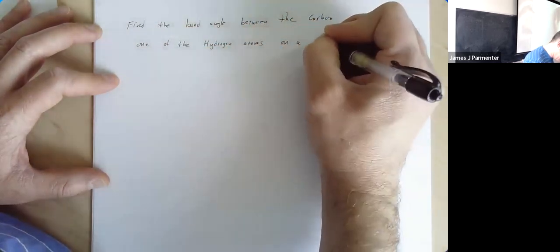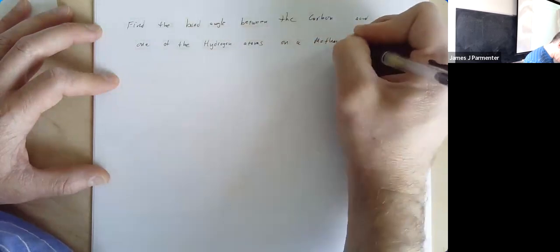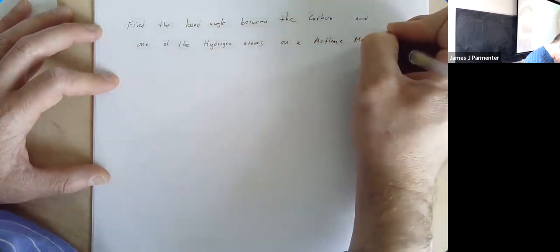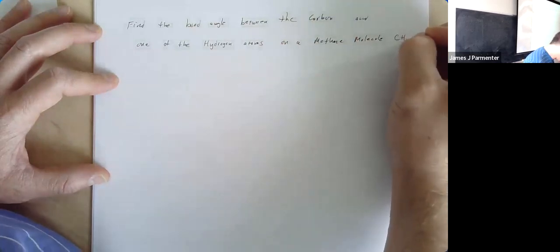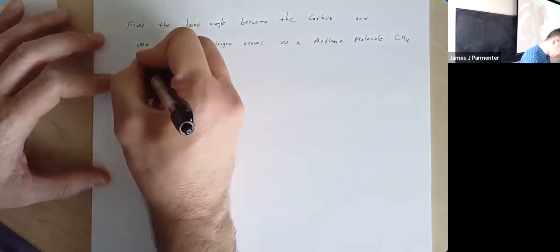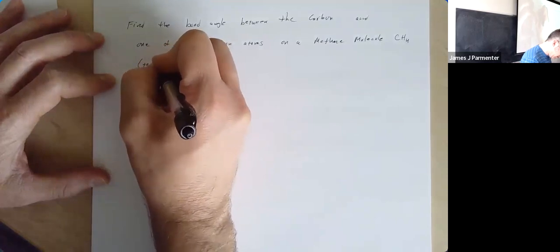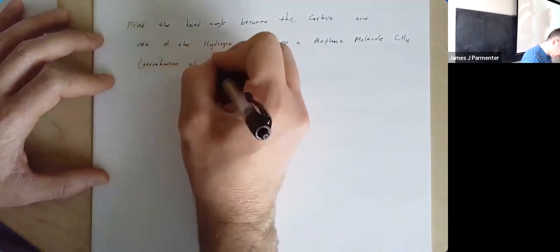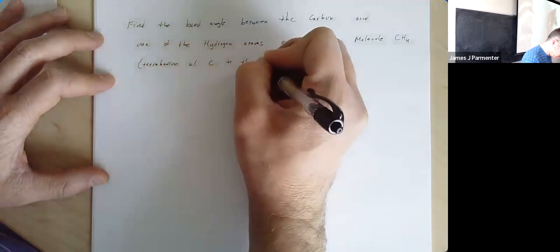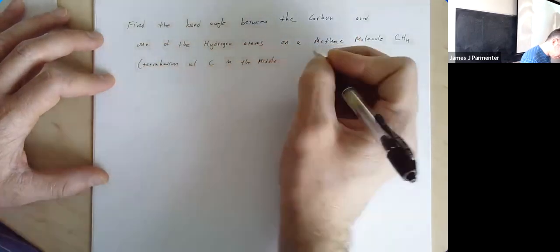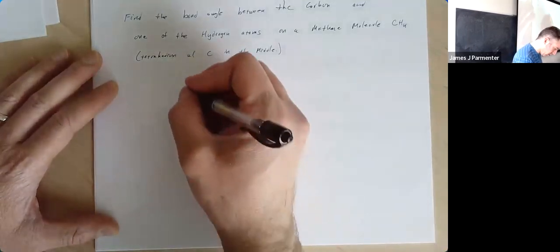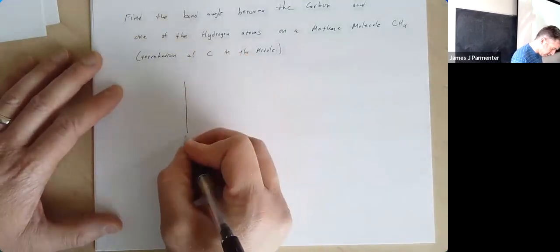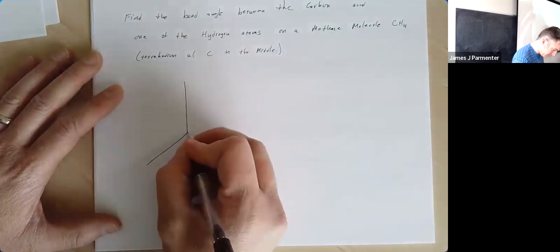On a methane molecule. And not that I'm good at chemistry, but I know that a methane molecule is CH4. And the shape is a tetrahedron, with the carbon in the middle. Here's how this kind of looks, plotting this in the three-dimensional coordinate system.